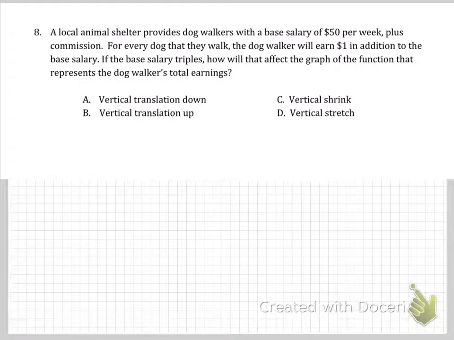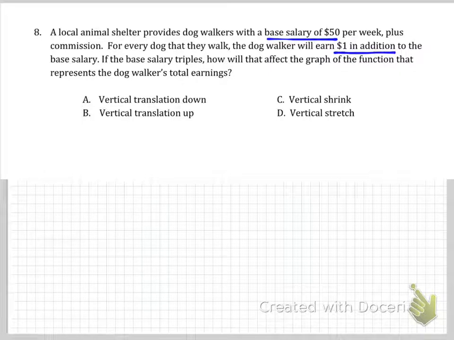All right, number 8. A local animal shelter provides dog walkers with a base salary of $50 per week plus commission. For every dog that they walk, the dog walker will earn an addition, $1 in addition to the base salary. If the base salary triples, how will that affect the graph of the function? Well, in order to see how it affects the graph, we should graph it. Let's start with the base salary.